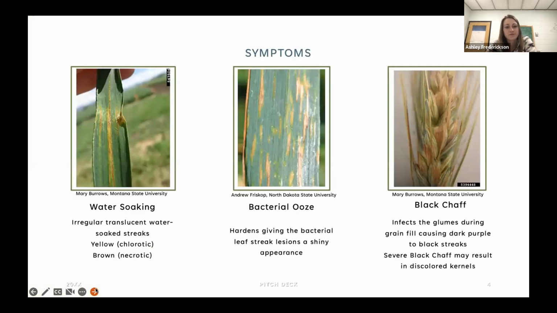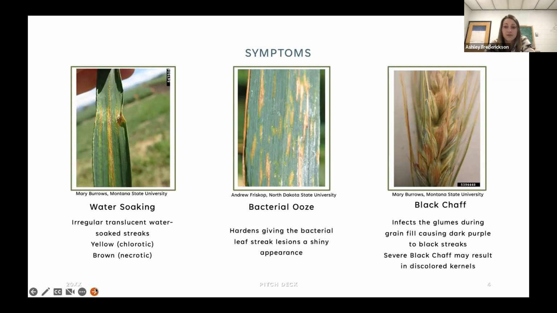Some symptoms of bacterial leaf streak: that longitudinal streak that you begin seeing early in development is referred to as water soaking. It's an irregular translucent water soaked streak. If you hold it up to the light, that lesion looks translucent. It will become chlorotic and eventually necrotic. Another symptom is bacterial ooze. In warm and humid conditions, milky yellow sap oozes out of the lesion, and it will dry on the leaf surface, giving the streak a shiny appearance.